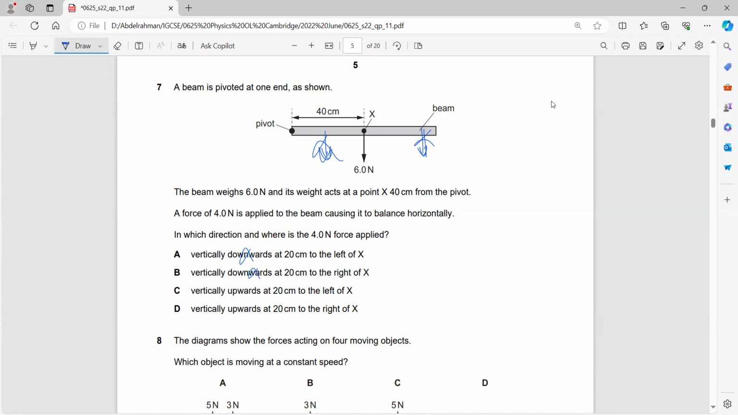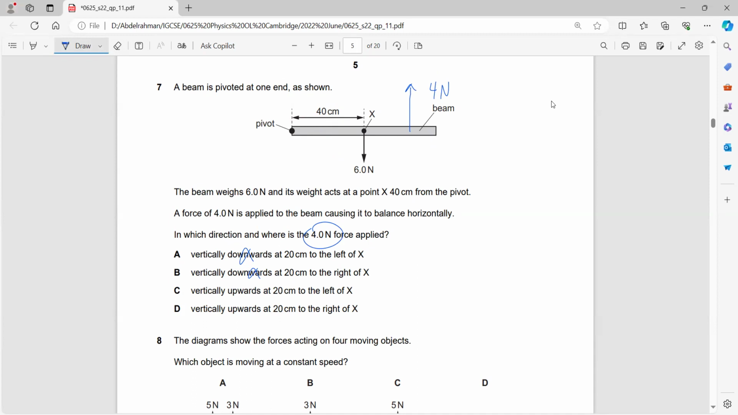Now, if it is upwards and to the left here, no, it cannot be to the left. Why can't it be to the left? Because the force is now only 4 newtons, so you need to increase the distance. You must increase the distance. So the distance has to increase since the force is less.